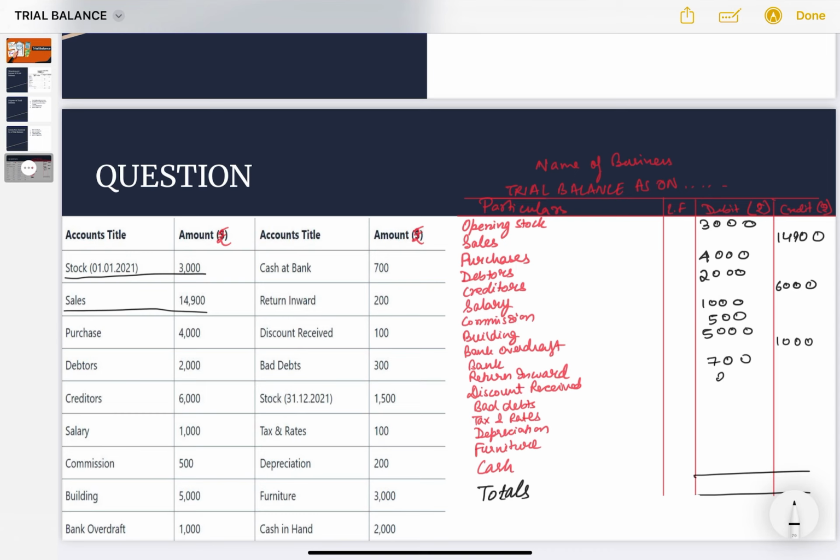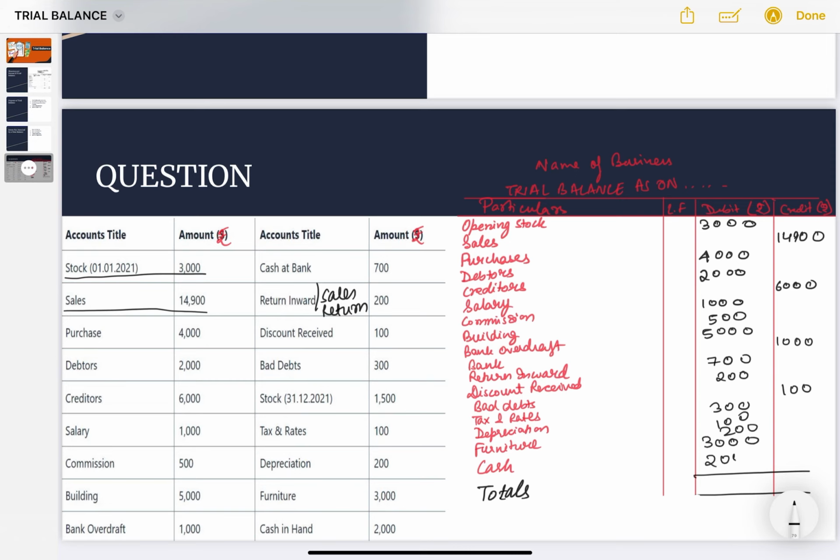Return inward is to be debited. Return inward is also known as sales return. Discount received is an income for us, which means it is to be credited. Bad debt is an expense. Tax and rates is an expense. Depreciation is also an expense. Furniture is an asset, that's why it's to be debited.